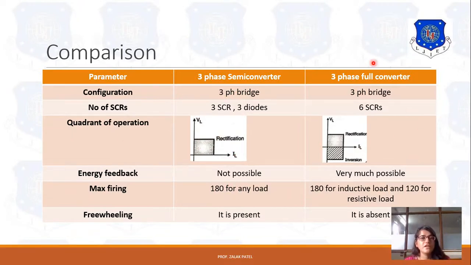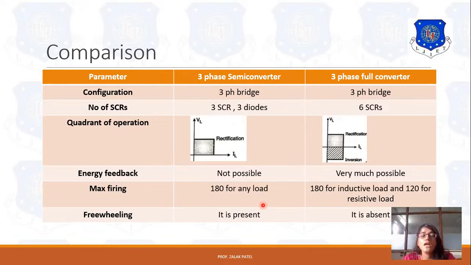But in case of 3-phase full converter, the most important advantage is that it will operate from the load to source as well as from source to load, and this is the biggest advantage of the full converter. That's why write that energy feedback is very much possible, means from load to source it can transfer the energy. Maximum firing angle for the semi-converter we can take up to 180 degrees, while in case of 3-phase full converter it is 180 degrees for inductive type of load and 120 degrees for resistive type of load.